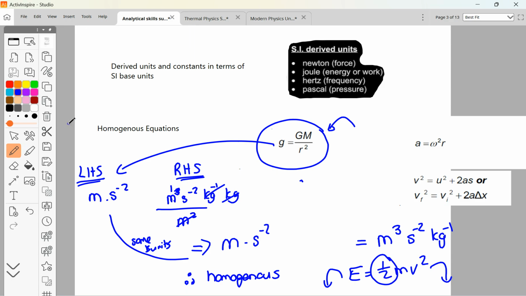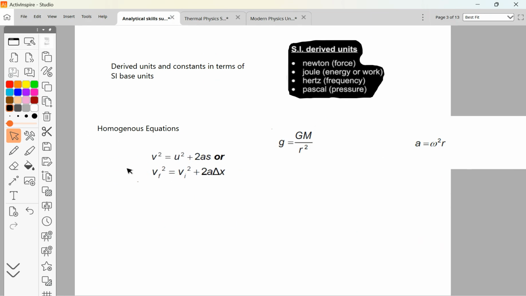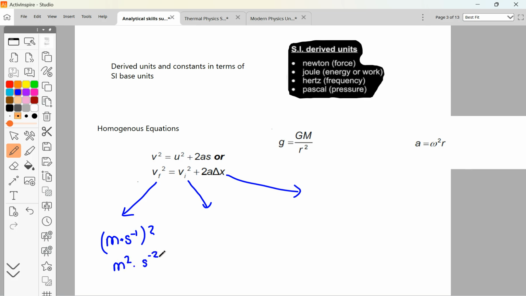I just put the equation of motion in there to remind you that if there's a plus or a minus in your equation, then you must remember to do the base units for every single term. So if I was going to do it for this equation, I'm just using that one quickly. Remember, you can get both versions, it doesn't matter. Velocity would then be meters per seconds, but then that whole thing is squared, which would give us meters squared per seconds to the -2.